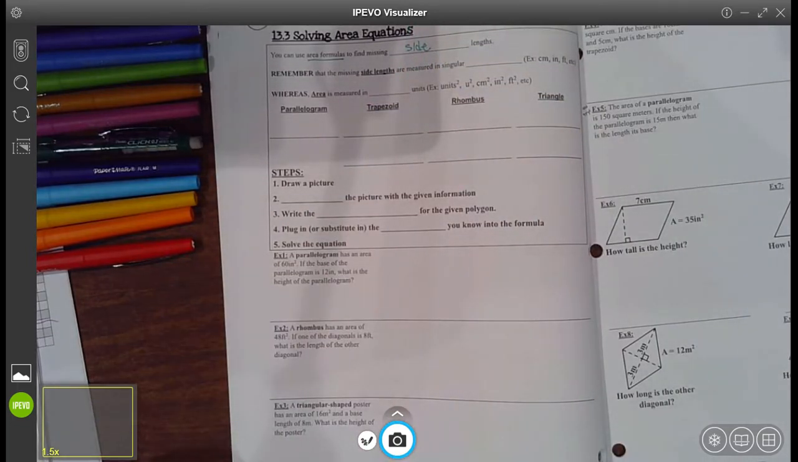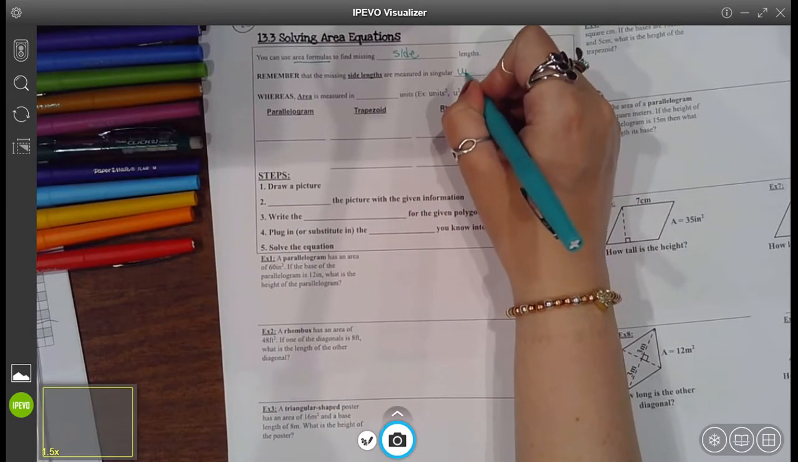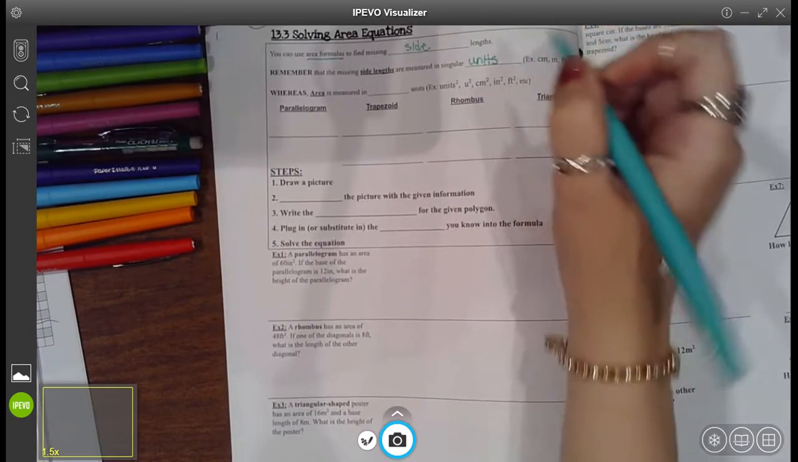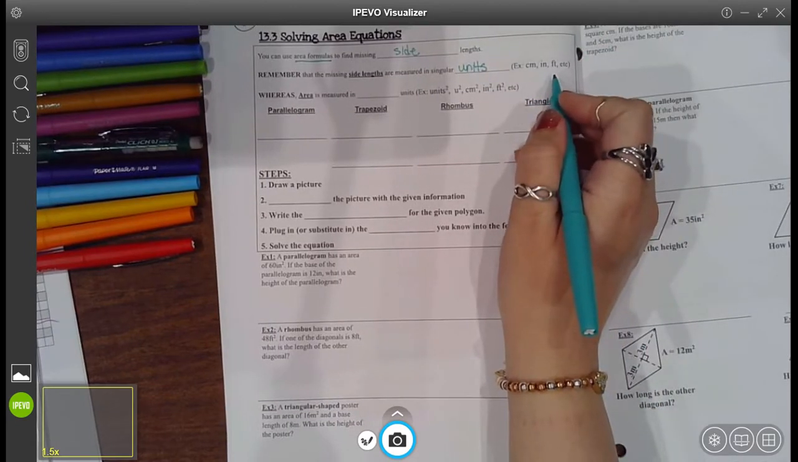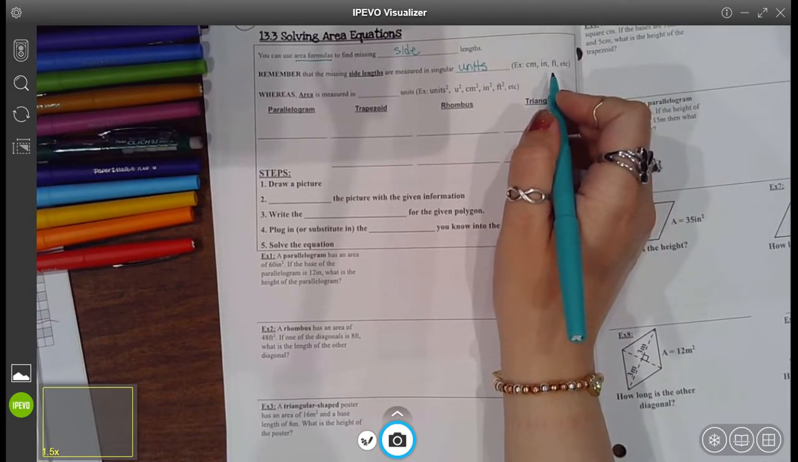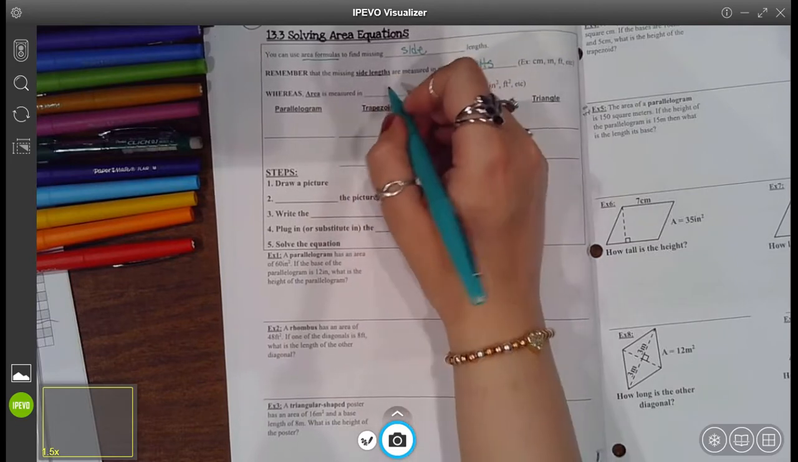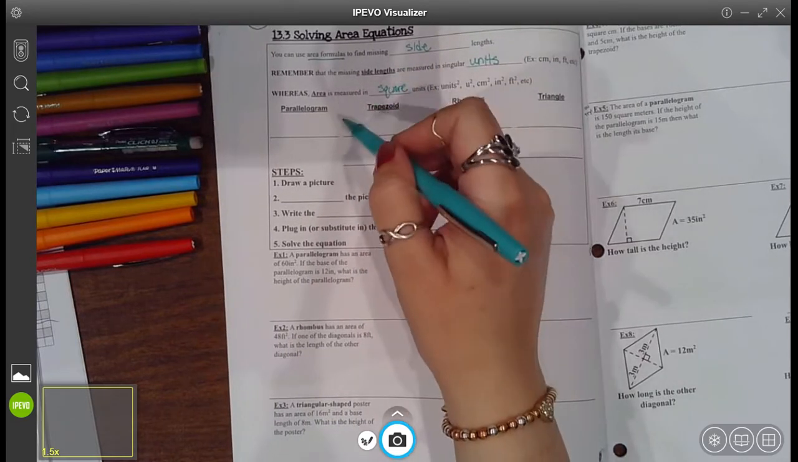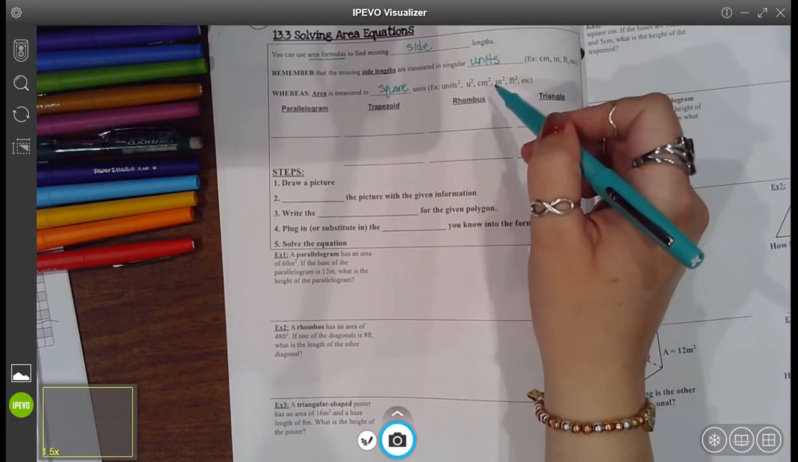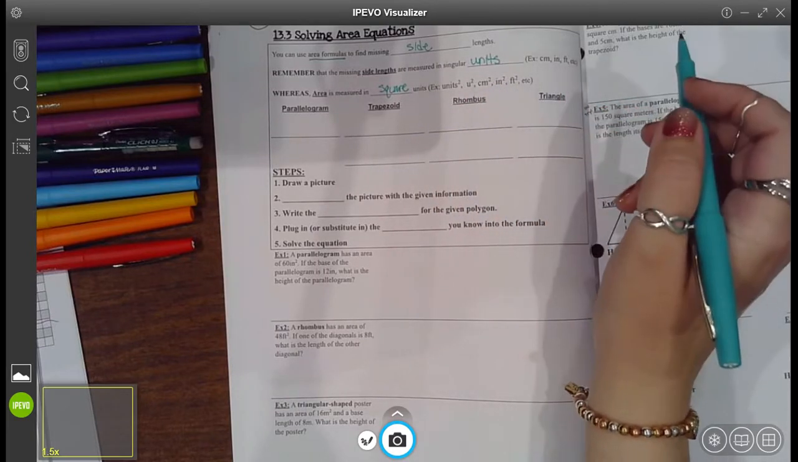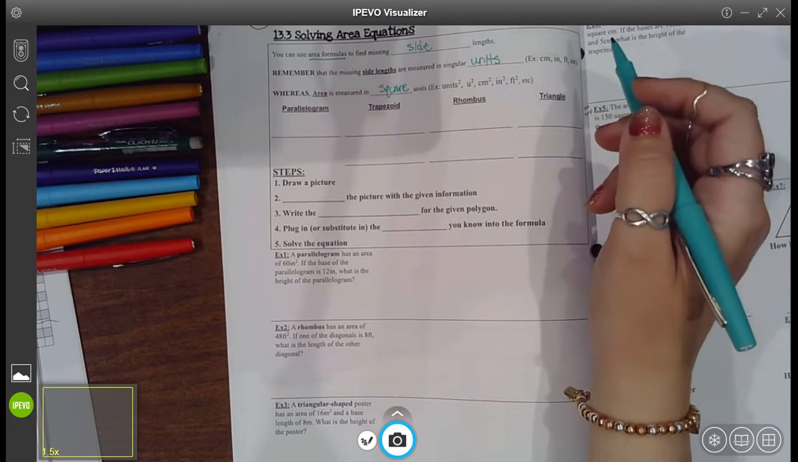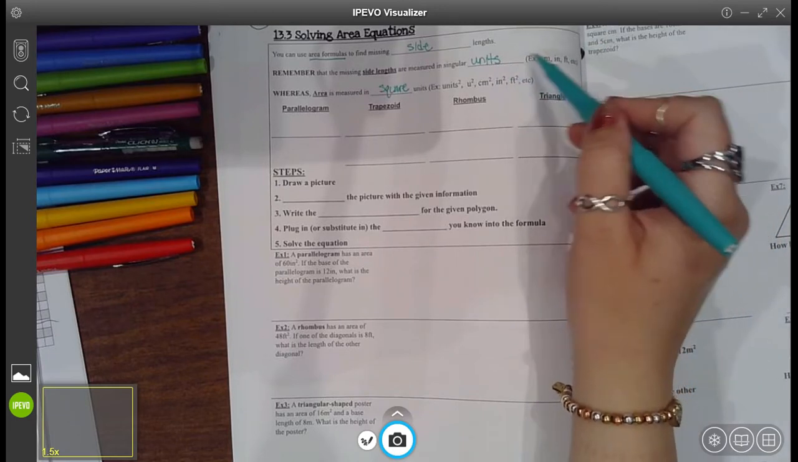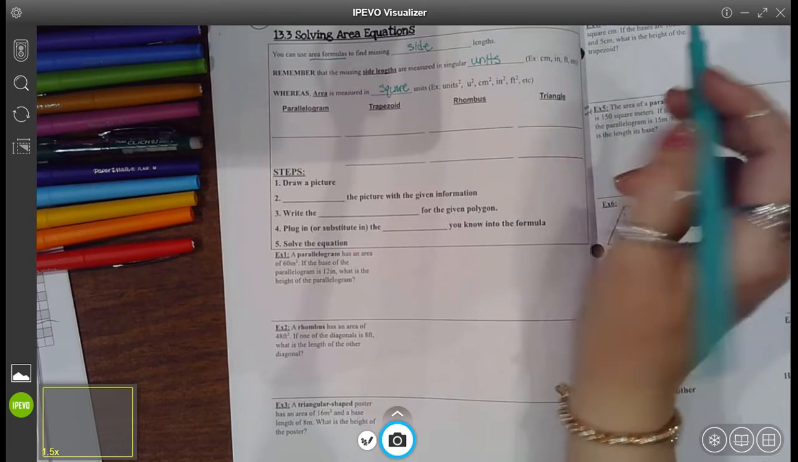Several things to keep in mind. Remember that side lengths are measured in singular units. So when you find the missing side, it'll be like centimeters, inches, feet, etc., just like perimeter. But the area is measured in square units. So if they ask you to find the area, its units will be like centimeters squared, inches squared, feet squared. But if it asks you to find the perimeter or like the base or the height, then it'll just be singular units. All right.